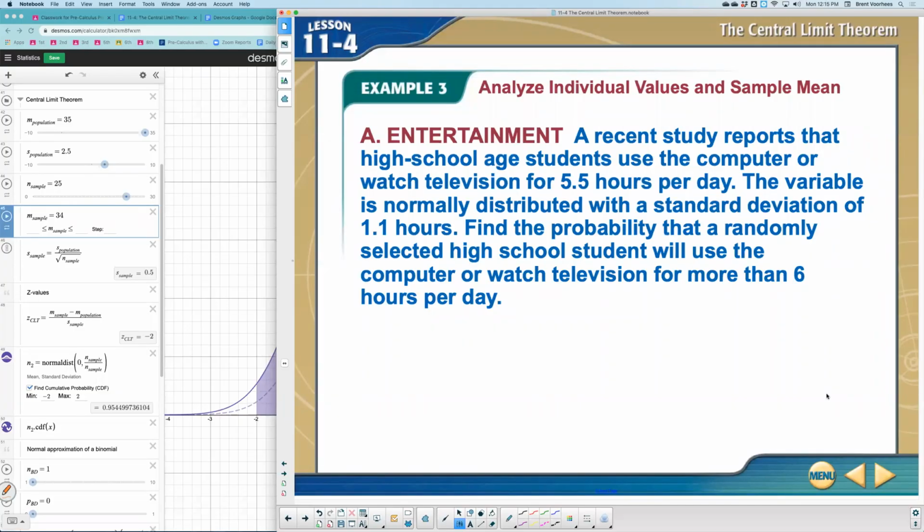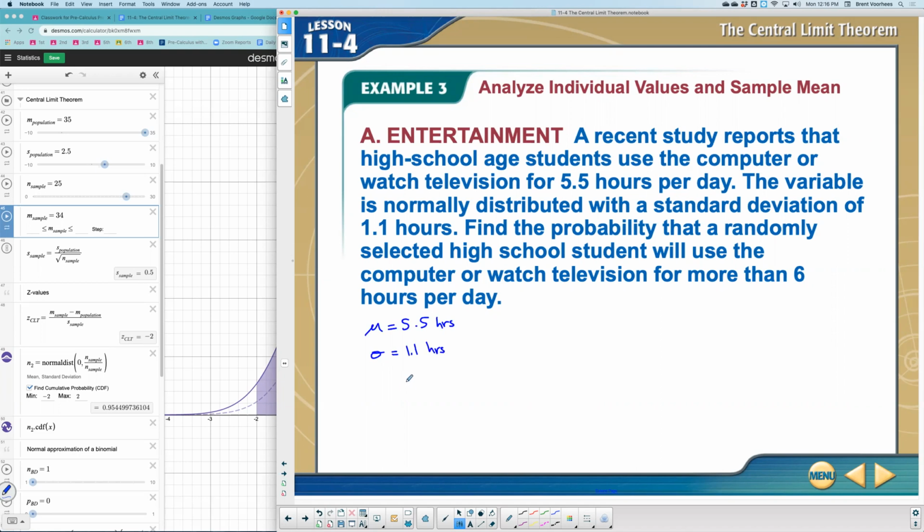Example 3, entertainment. A recent study reports that high school age students use their computer or watch the television for 5.5 hours per day. Goodness gracious, that's a lot of hours. So the mean technology use, if you will, for a day, and this would be pre-cell phones. I mean, goodness gracious, what is the number now? Is 5.5 hours per day. The variable is normally distributed with a standard deviation of 1.1 hours.